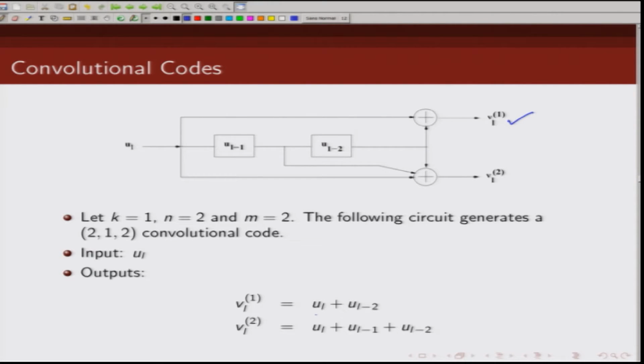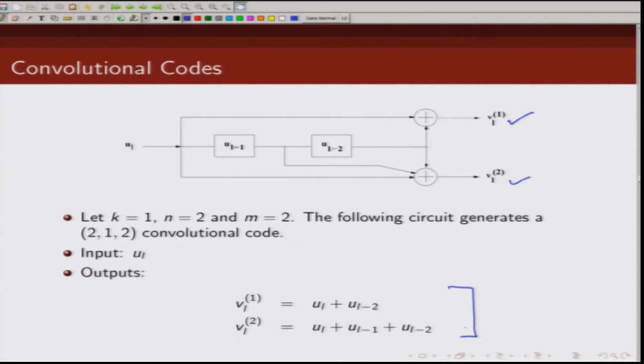So, in other words, it depends on the current input and the past two input values. And similarly, this one depends on the current input, one past input, and this u_{l-2}. So, this is basically how you can see the difference here. The output not only depends on the current input, but it also depends on past inputs.